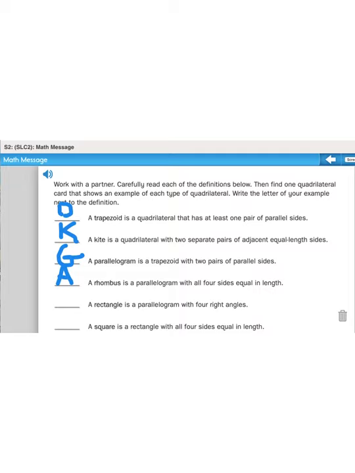A rectangle is a parallelogram with four right angles. So a good example of that would be letter C. So it's a parallelogram, which means it has two pairs of parallel sides, but to be a rectangle, it also has to have four right angles. And then finally, the last one is a square is a rectangle with all four sides equal in length. So a good example of that one is letter L.